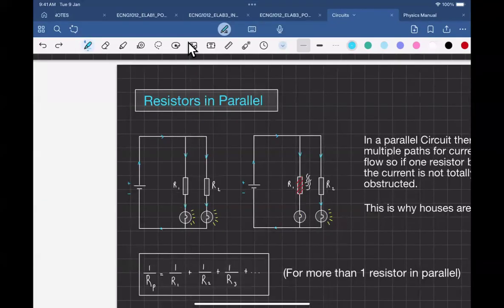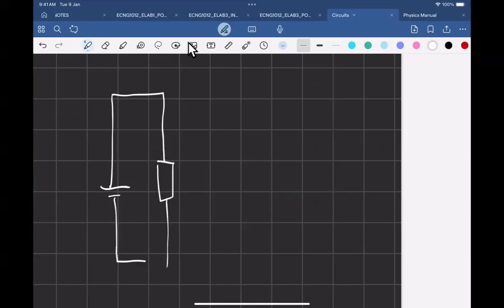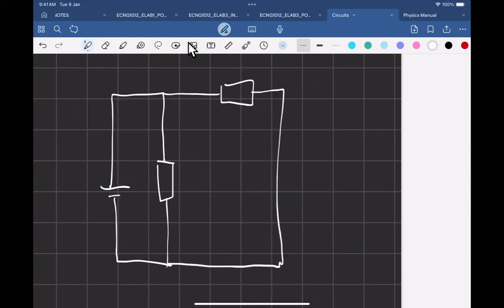Right. Not all the time it will be drawn like this. Let me show you something. I can draw that circuit like this. Does that look like it's in parallel? How could I tell it's a parallel circuit as opposed to a series circuit? What's going to happen in this circuit?